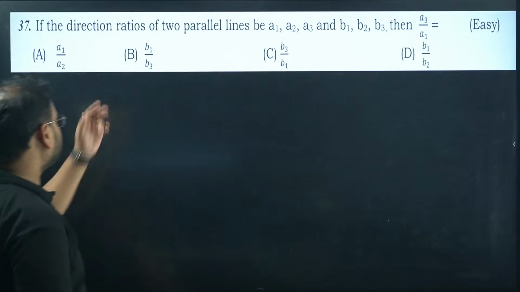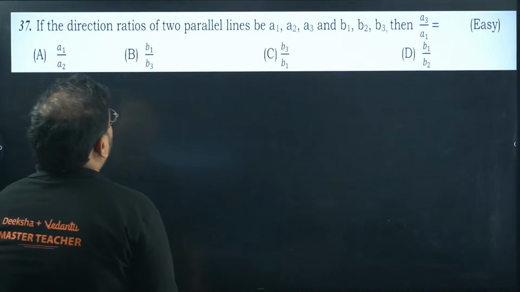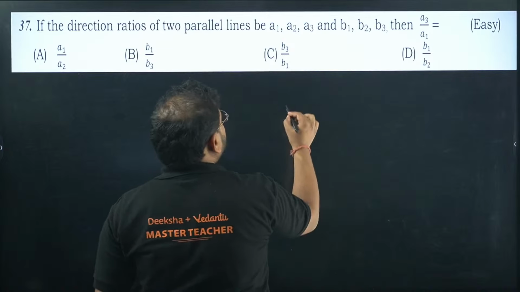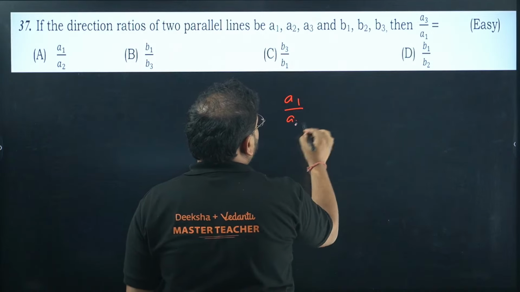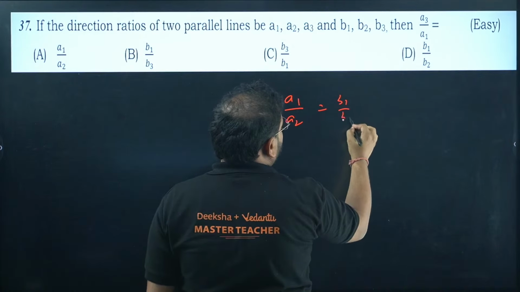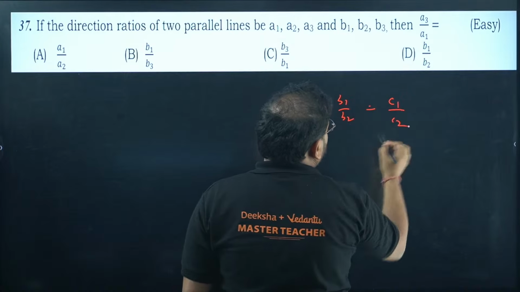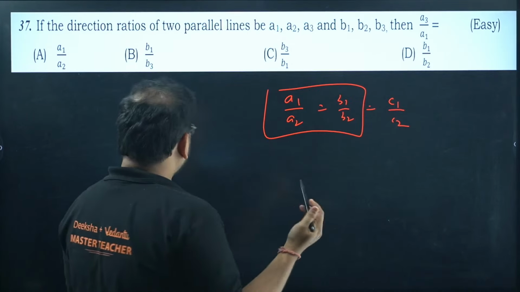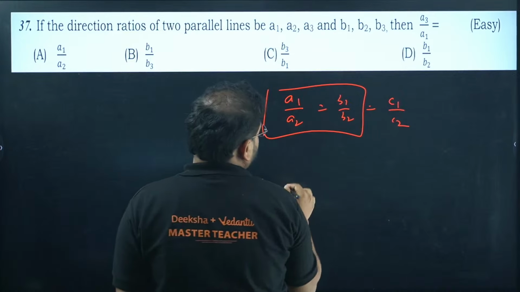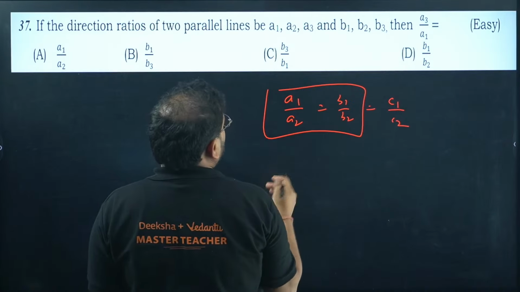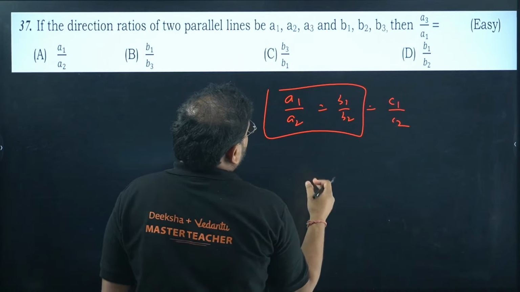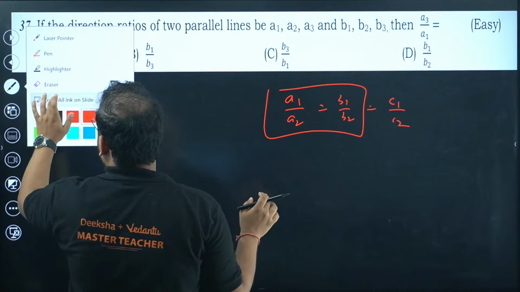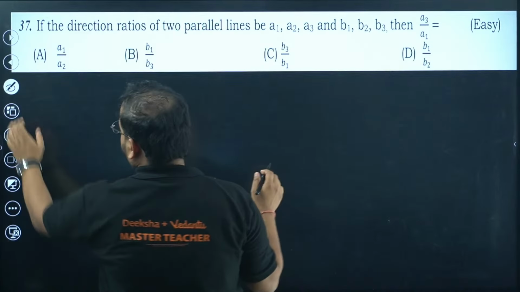Next question. If the direction ratios of two parallel lines are given like this, then what is A3 by A1? Parallel lines means we know that the ratio will be A1 by A2, B1 by B2 and C1 by C2. I'm looking for a combination of A1 and B1 or C1. Yeah, B1 only. So let's try it from here. They have given A3, I guess. There's no C3. There's a mistake in this. I have to change this.